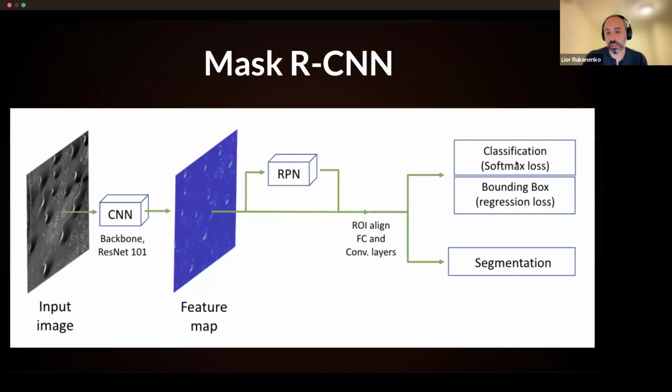So the softmax loss function helps us classify the object, whether it's a barchan dune or a rabbit or whatever. And the bounding box loss function basically helps the network decide what the size of the bounding box is that surrounds the object that it just detected. And segmentation is the most important part of this neural network, because all it does is try to decide which pixel inside this bounding box belongs to the object and which doesn't belong to the object.